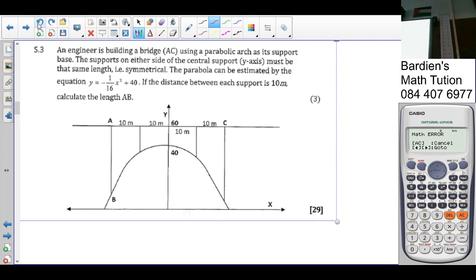Okay? So which means to say that this length here is equal to that length there, AB is equal to the length of C, whatever that is. Make sense? And this length here is equal to that there, and that length is equal to that length. Okay, that's what it means to be symmetrical. The parabola can be estimated by the equation y is equal to negative 1 over 16 x squared plus 4x. If the distance between each support is 10 meters, calculate the length of AB.